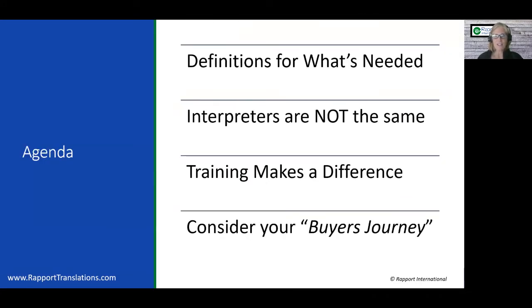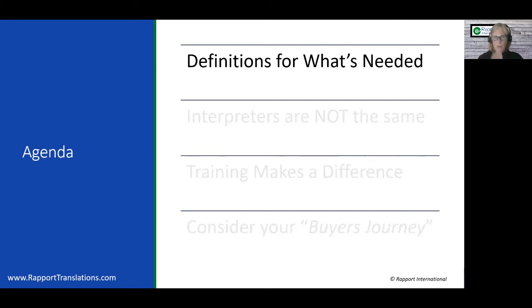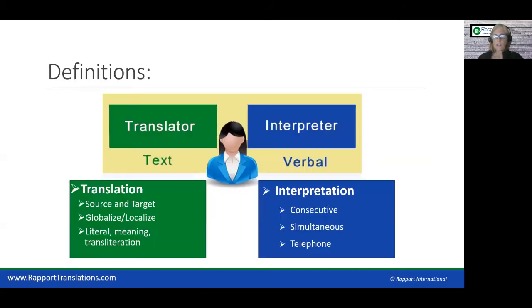Here's the agenda for today. First, we're going to talk about definitions, because if you don't understand exactly what the words mean, you may have trouble ordering the services. And then we're going to talk about different interpreters and how they're not the same, and what kind of training an interpreter goes through, and how that really makes a difference. And then we'll talk about the buyer's journey. That can be consumer, patient, customer, whatever it is, but I'm just going to call it buyer's journey because that's what it's known as in the industry.